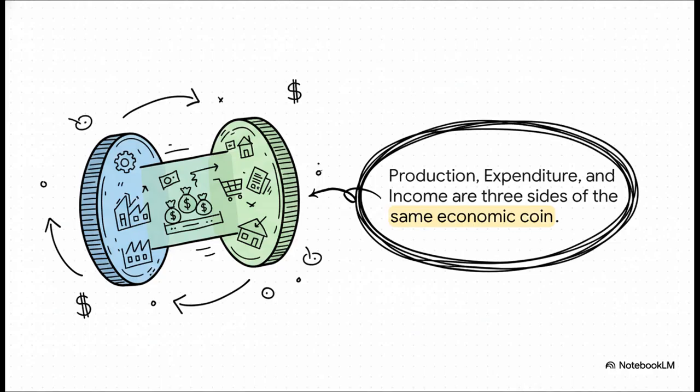So this is the big aha moment, the crucial takeaway. Production, expenditure, and income, they're not different things at all. They are just 3 sides of the exact same economic coin. No matter which way you slice it, the total is always the same.